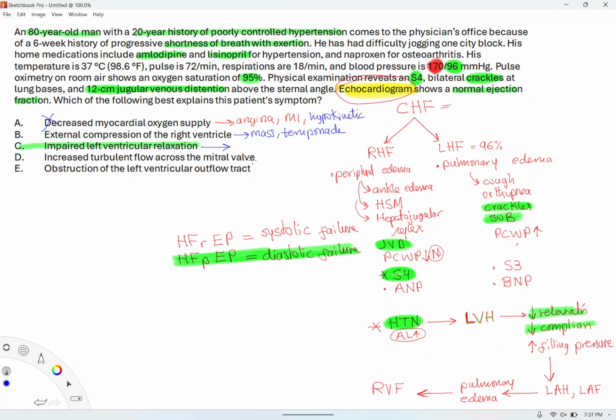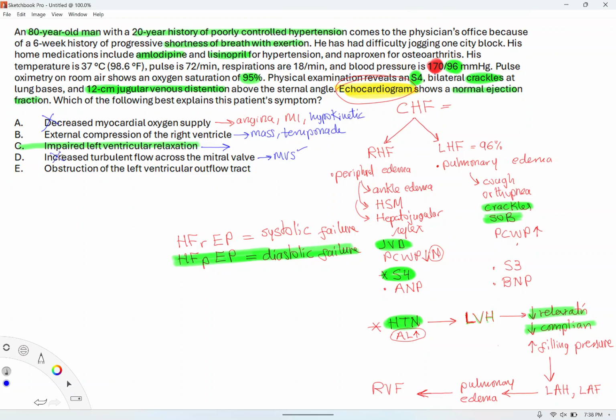Increased turbulent flow across the mitral valve. This is mitral valve stenosis. When the mitral valve is stiff and narrow, as blood travels through it, it travels with a harsh pressure, and it will produce a murmur. For mitral valve stenosis, the murmur should be a diastolic murmur in the fifth intercostal space, radiating to the axilla or armpit area. So this is not mitral valve stenosis, so I'm not going to choose D.